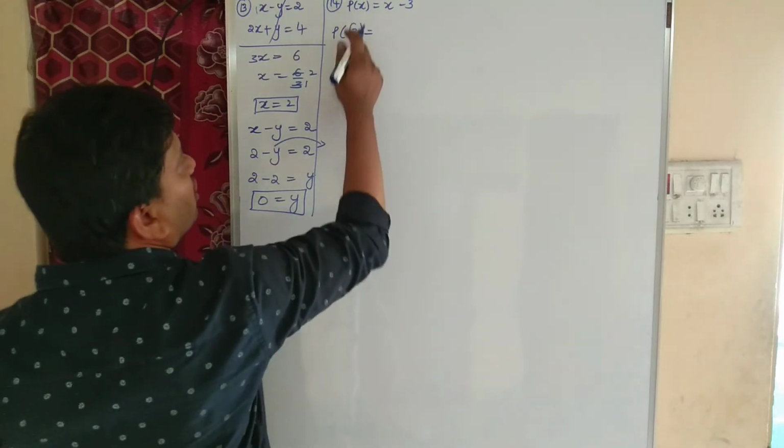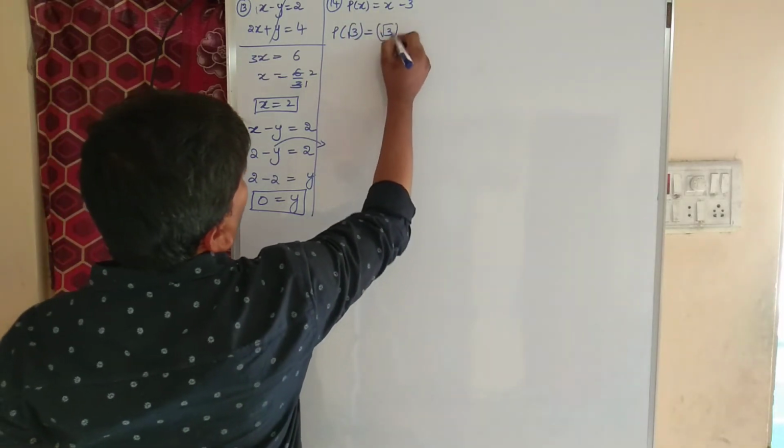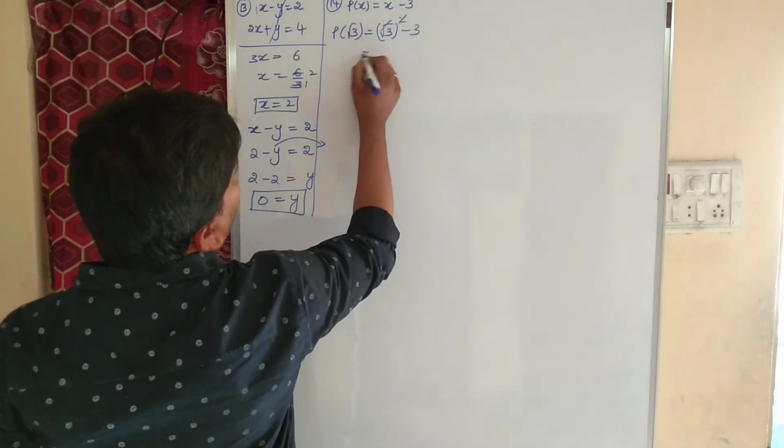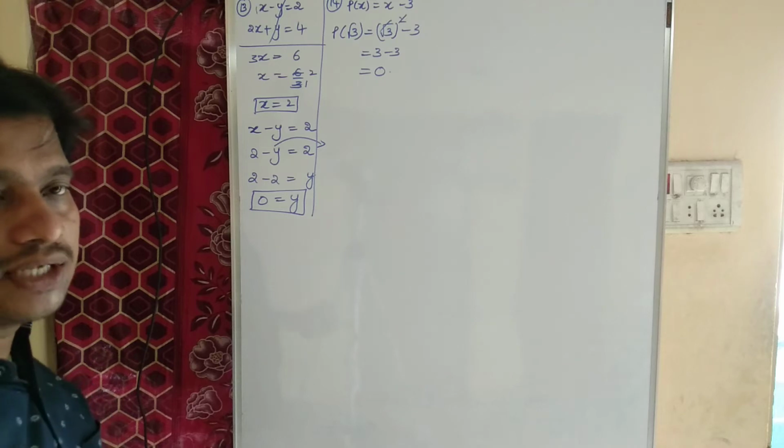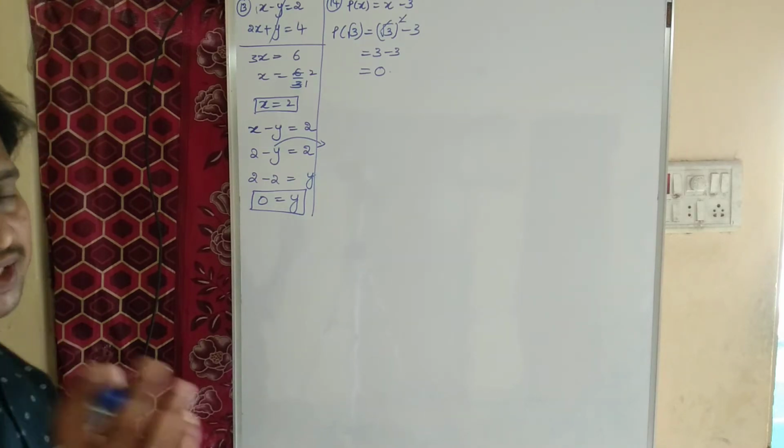In place of x we need to substitute root 3. Root 3 whole square minus 3. The square and root get cancelled. 3 minus 3 implies 0. So hence we say that root 3 is a zero of the polynomial x square minus 3.